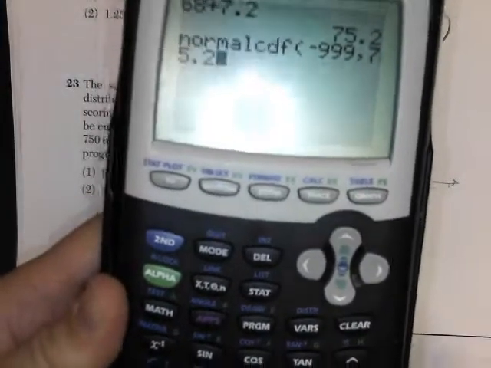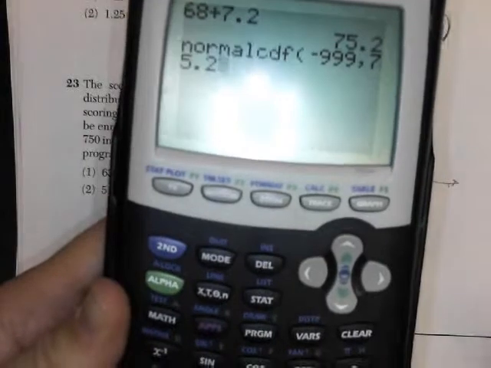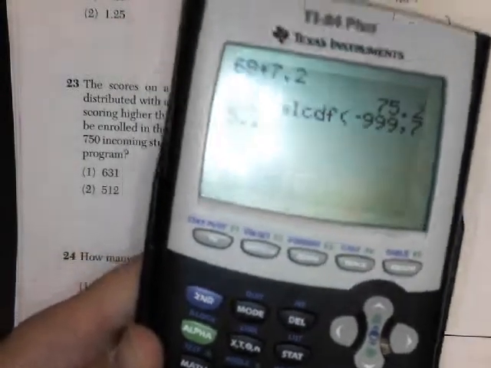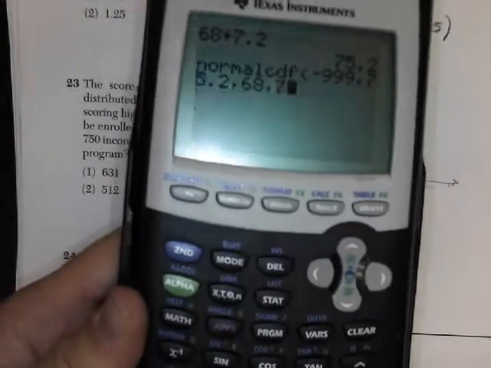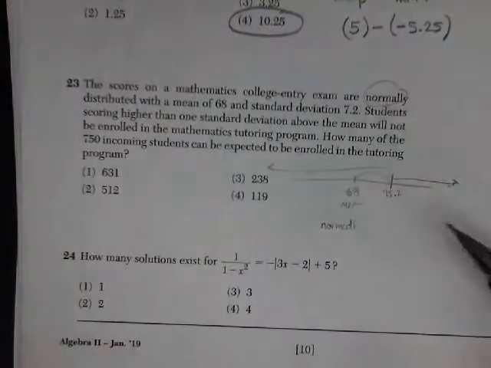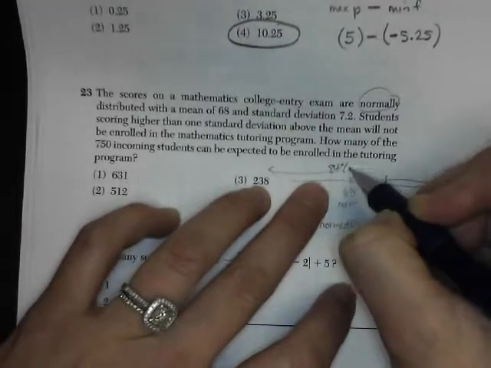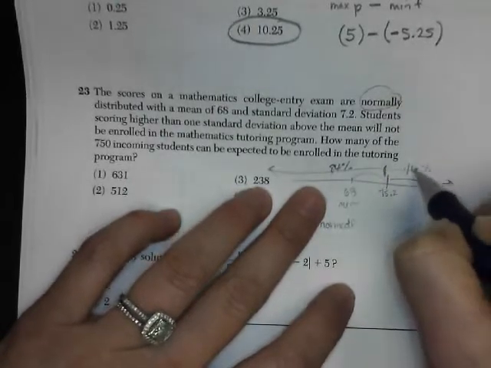comma. I lost my comma again. Your mean is 68, and your standard deviation is 7.2. And then that'll give you your percentage. So 84% of the kids are down here, and then that obviously means the remaining 16% are up here.